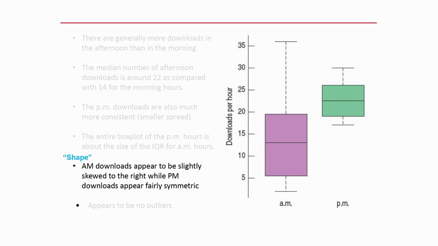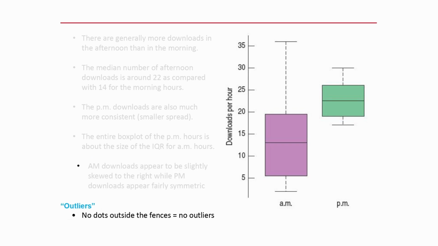Moving on to shape, I say that the AM downloads appear slightly skewed. That's because the whisker in AM on the top is way longer than the one on the bottom. As opposed to PM, it seems fairly symmetric. The median seems to be in the middle of the box. The whiskers aren't exactly the same length, but they're definitely not as different as AM, so more fairly symmetric as opposed to AM. And then finally, for outliers, in the box plot, outliers are notated by dots. Since there are no dots, there appear to be no outliers for AM or PM.